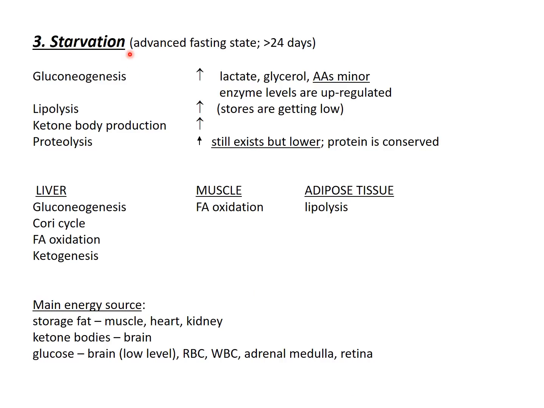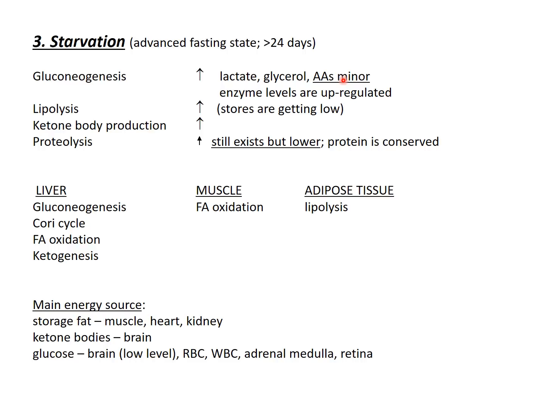Now, last stage is starvation. Advanced long-term fasting. Gluconeogenesis must go, but you see there is no double arrow here. It is a single arrow. Why? Because the amino acids started to be minor source. Proteolysis is still going on, but a very reduced level. Why? Because we want to spare our protein. If all the proteins would be utilized, we would be dead. So proteins need to be conserved, still utilized, but they will become minor.